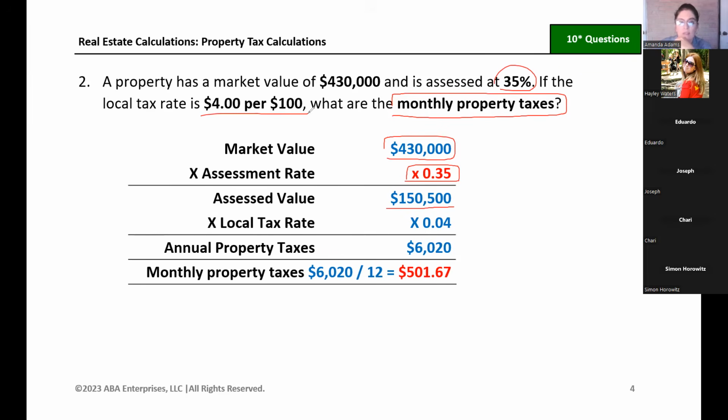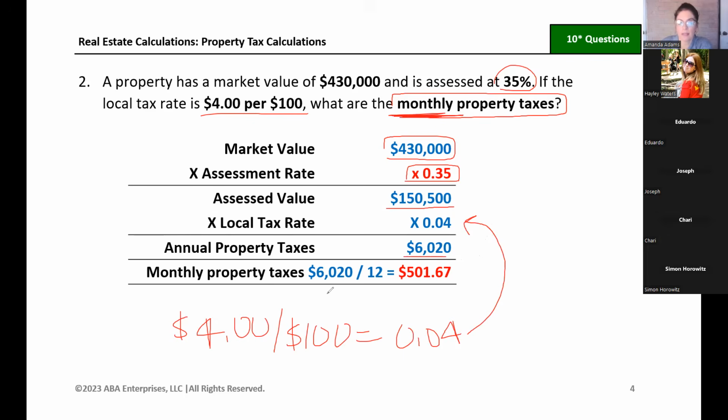And then $4 per 100. Remember, we just take the $4 divided by 100. And that's where we get the 0.04 from. That's how we got that. And multiply will give us $6,020. But we want monthly property taxes. So divided by 12. And we get $501.67. Good job. All right, good job.